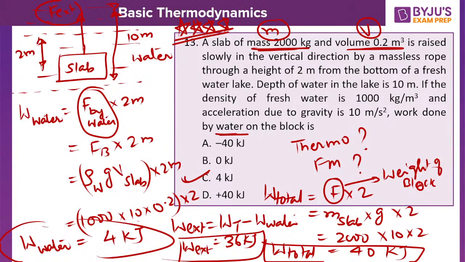Or the external force exerted, we can easily find out. We can easily find out the external force required to move the slab by a height of 2 meter, isn't it? That is F external into 2. So the external force will be equal to 18 kilonewton, sorry. The external force required will be 18 kilonewton. Is it clear?